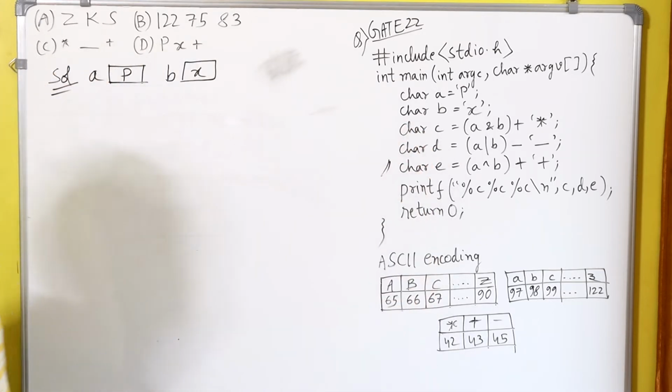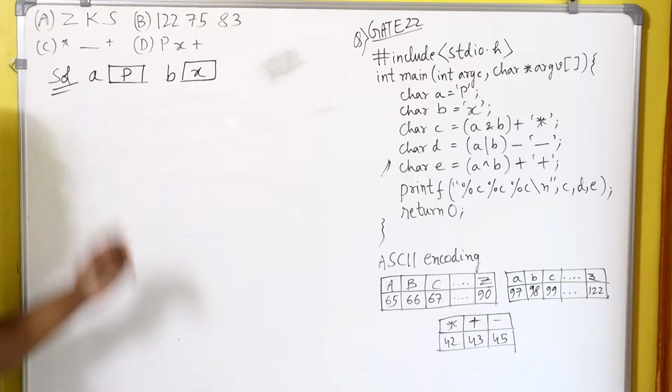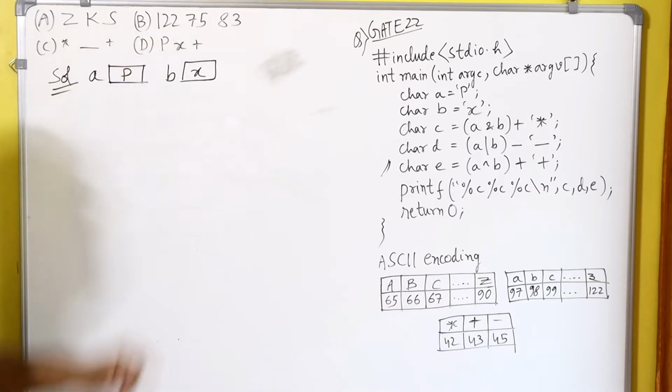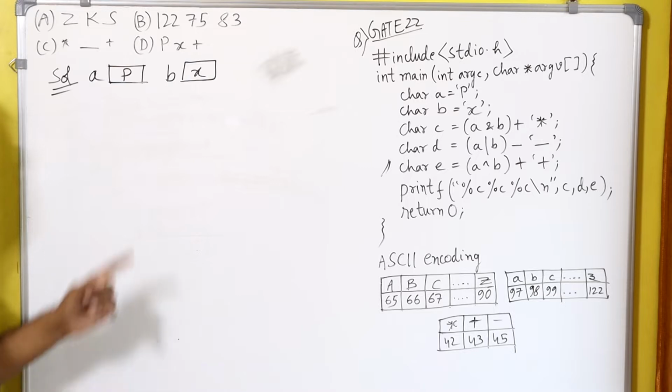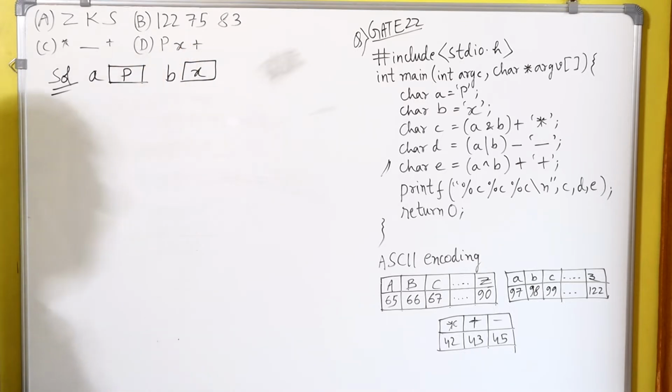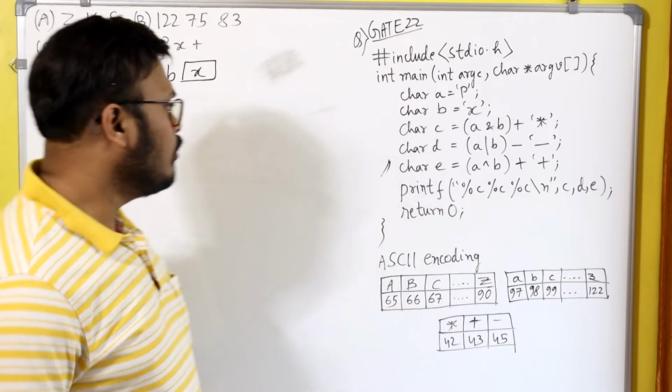After that you can see 4 options are given. Option A: capital Z, capital K, capital S. Option B: 122, 75, 83. Option C: star, minus, plus. Option D: capital P, small x, plus.